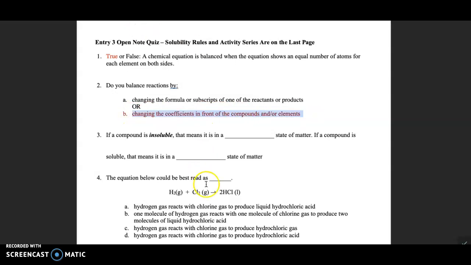You cannot change the coefficients or the numbers in front. You cannot change the formula or subscripts. Insoluble means that it is in a solid state of matter. It is in an aqueous state of matter if it's soluble. That is a solid dissolved in water.